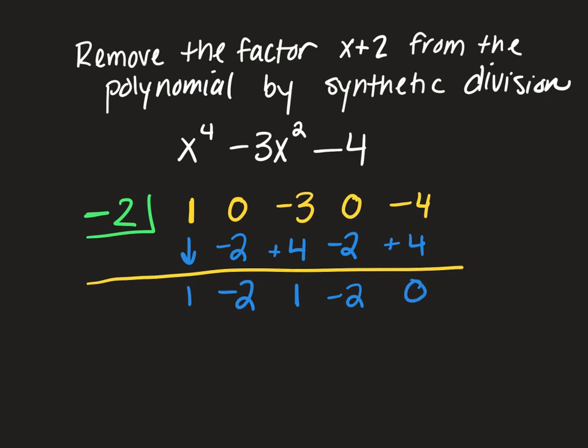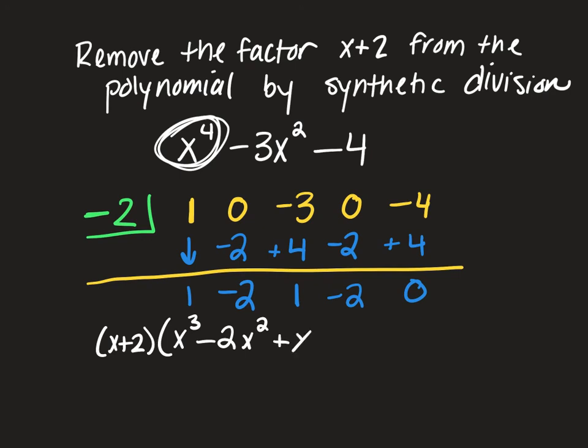And then again, to write our final answer, we bring down our original x plus 2. And then we start with the second lowest power, which in this case is technically x to the 3rd, right? So you always start 1 below this right here. So it's 1x to the 3rd minus 2x squared plus 1x minus 2.